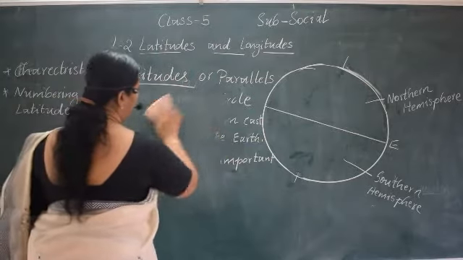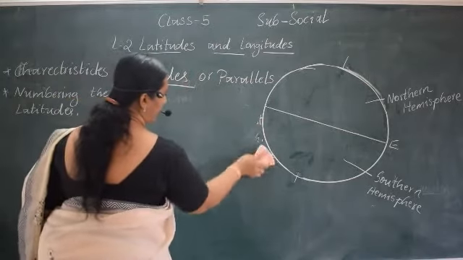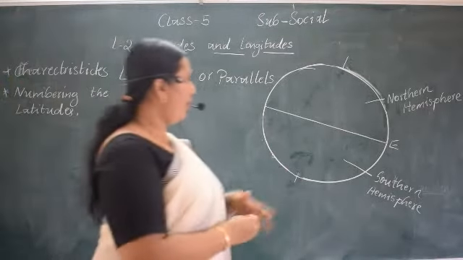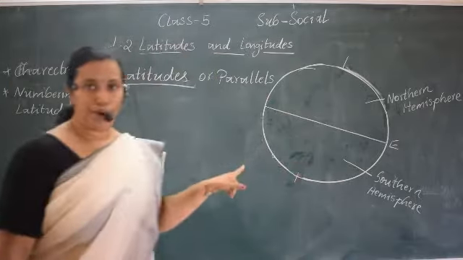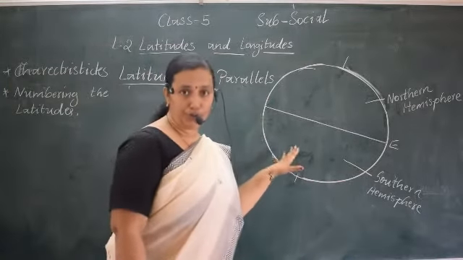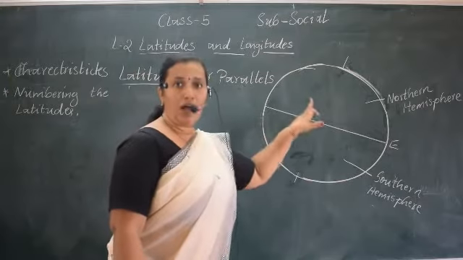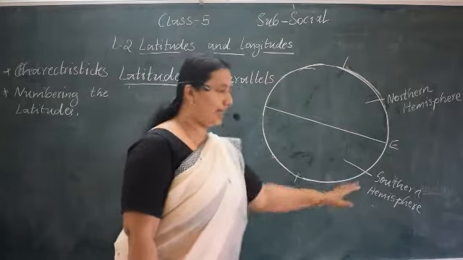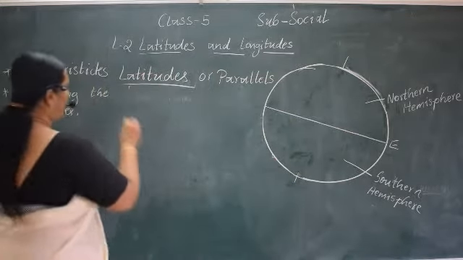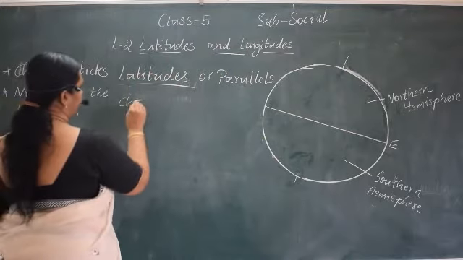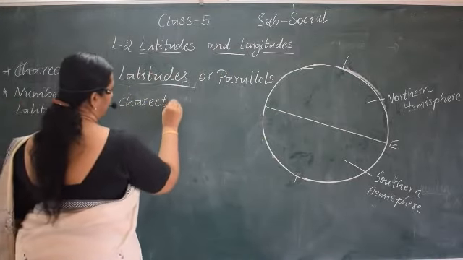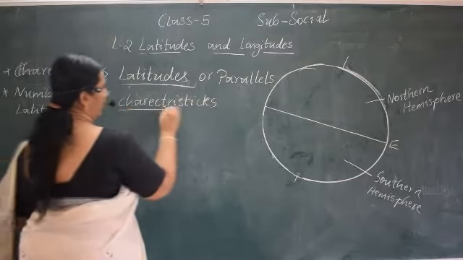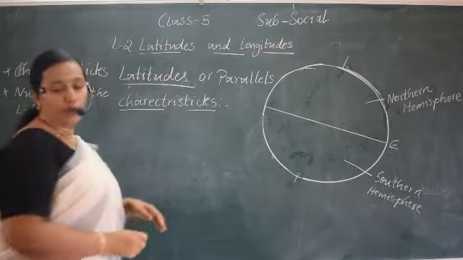So you understood what latitude is and which is the important latitude. The equator is the important latitude, and it divides the earth into two halves: the upper half is known as the northern hemisphere and the lower half as the southern hemisphere. Let us come to the characteristics of latitudes.